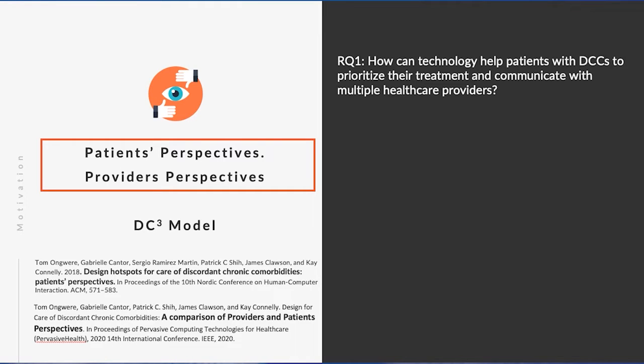So in our prior work, we have explored multiple questions when it comes to understanding the challenges of living with DCCs, looking at technologies that can help patients navigate through their care when they are trying to manage their DCCs. We had a series of research questions that we have been able to explore. For example, how can technology help patients with DCCs to prioritize their treatment and communicate with multiple healthcare providers? We looked at patients' perspectives and we published that work. In our paper, Design Hotspots for Care of Discordant Chronic Comorbidities, Patients' Perspectives, we engaged the same question and talked with healthcare providers, and we published that work in our paper, A Comparison of Providers and Patients' Perspectives.